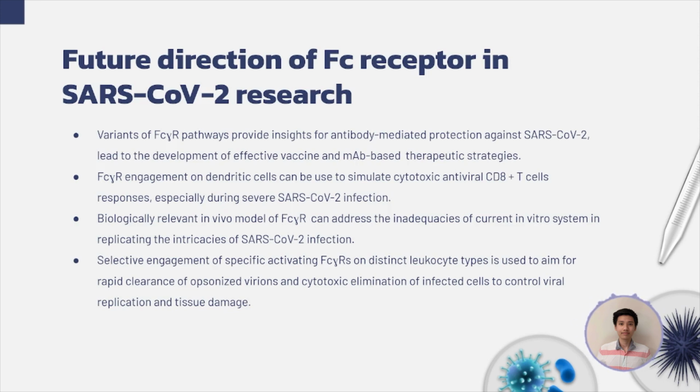Fc gamma R engagement on dendritic cells can be used to stimulate cytotoxic antiviral CD8 T cell response, especially during severe SARS-CoV-2 infection. Biologically relevant in vivo model of Fc gamma R can address the inadequacy of current in vivo control system in replicating the intricacies of SARS-CoV-2 infection. Also, selective engagement of specific activating Fc gamma Rs on this distinct leukocyte type is used to aim for rapid clearance of obsolete virulence and cytotoxic elimination of infected cells to control viral replication and tissue damage.